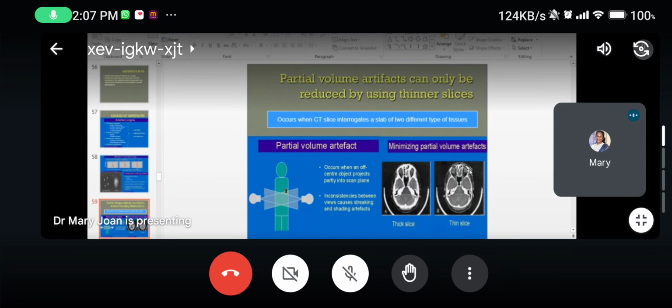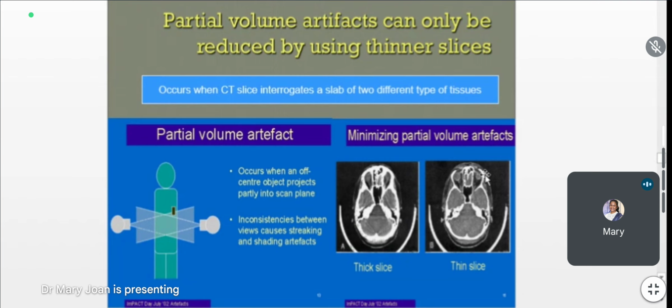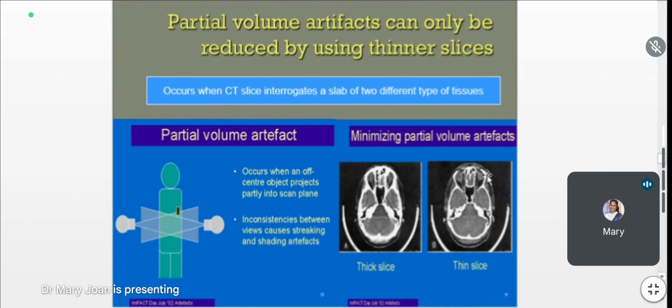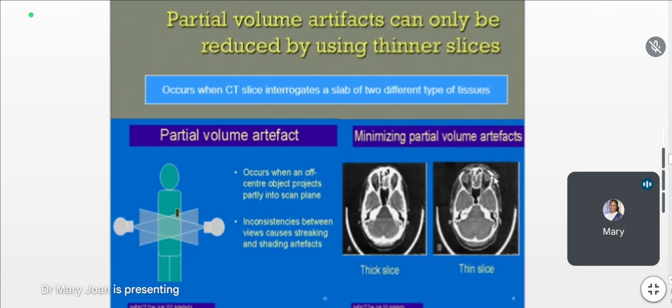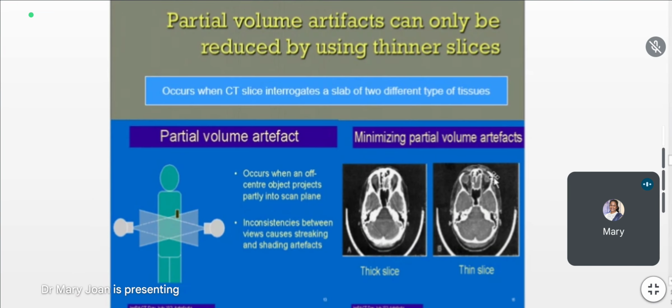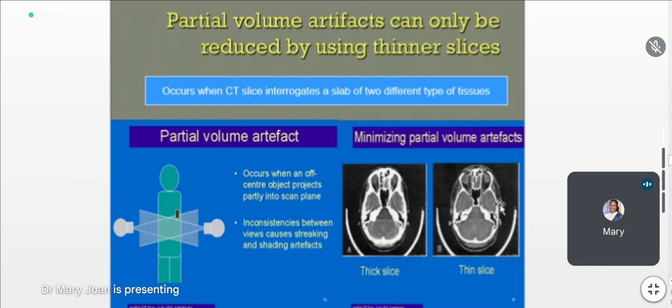So partial volume artifacts occur when an off-center object projects partially into the scan plane, and inconsistencies between views cause streaking and shading artifacts. This can be reduced by acquiring thin slices. Here you can see the streaking on the image is more visible compared to a thin slice, where the streaking is absent.